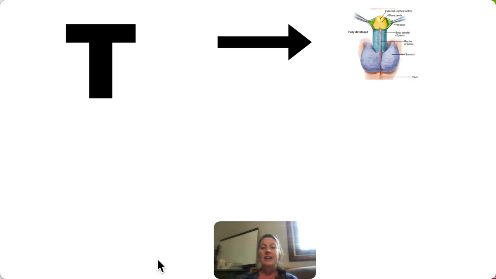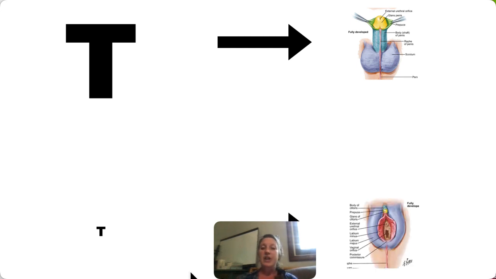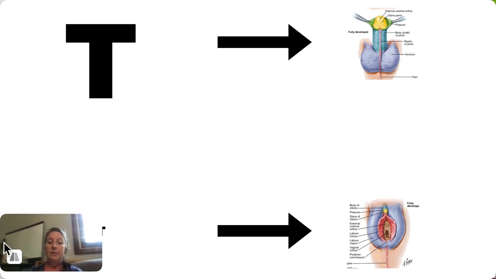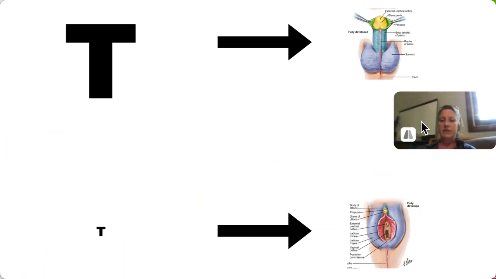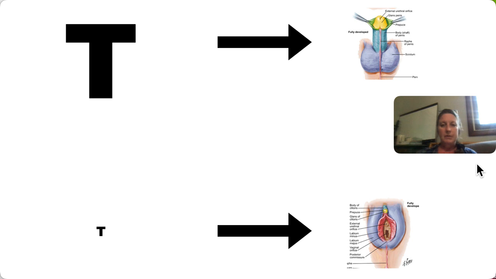All right. So, an individual can have a whole bunch of testosterone and a little bit of estrogen, and their genitals are probably going to resemble what you see at the top of the screen. Or an individual can have a small amount of testosterone, maybe a lot of estrogen, and their genitals will appear similar to what you see on the bottom of the screen.